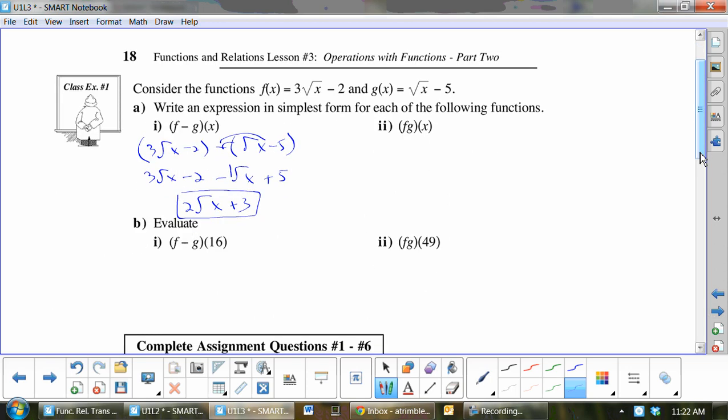Okay, and then they say evaluate it. Do f minus g at 16. Well, all I have to do is plug my 16 in there. That's 2 times root 16 plus 3. Root 16 is 4. 2 times 4 is 8. 8 plus 3 is 11.